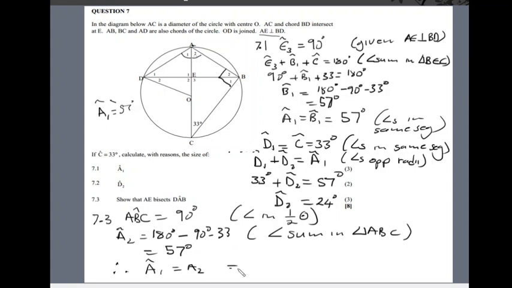This shows that AE bisects the angle DAB, right? DAB. An easy 8 marks there.